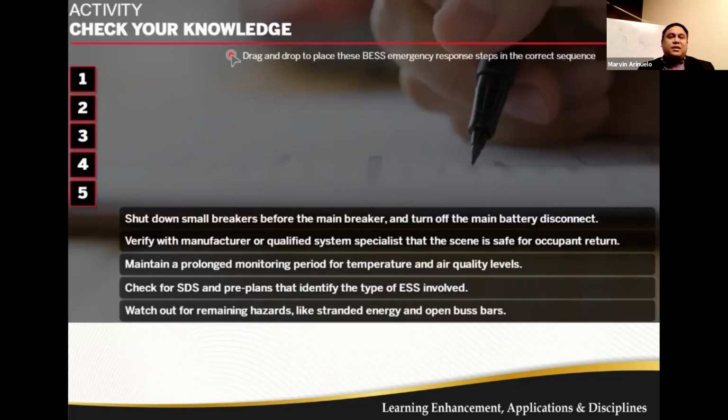Okay, so let us see the BESS emergency response steps in the correct sequence. Okay, so what is the first one? Check out the SDS, no? Safety data sheet, and pre-plan, identify the type of ESS involved.